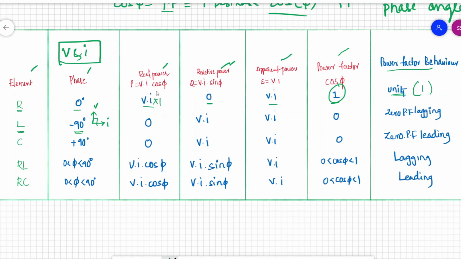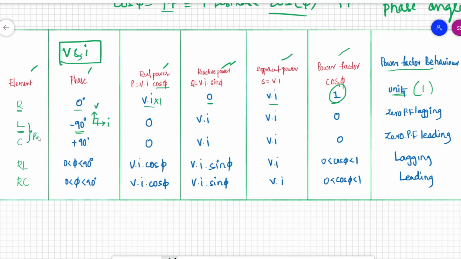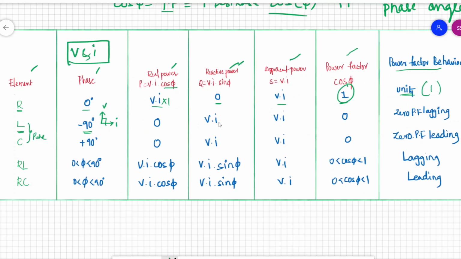Real power is nothing but VI cos phi, where phi is 90 degrees and cos 90 is 0, so real power will be 0 for a pure inductor. So these two are pure elements. Reactive power will be VI sin phi, because sin 90 is 1, that will be V into I. Apparent power is V into I, which will be constant for all the elements. And the power factor will be 0 because cos 90 is 0, and the behavior of the power factor is zero power factor lagging.